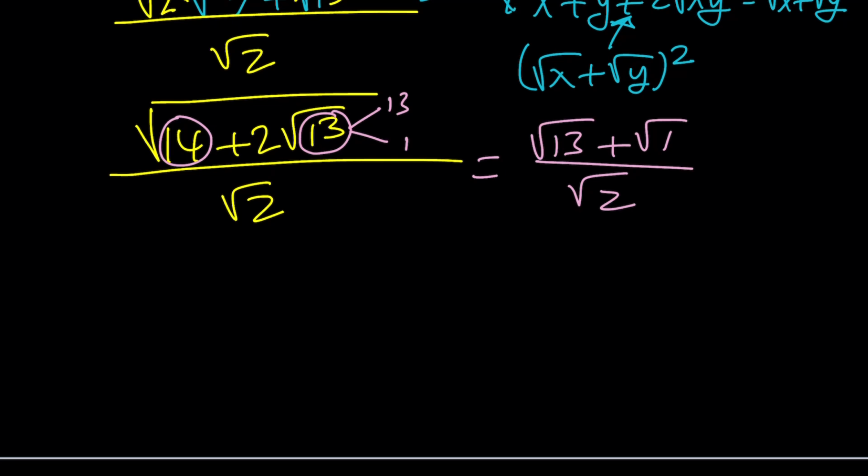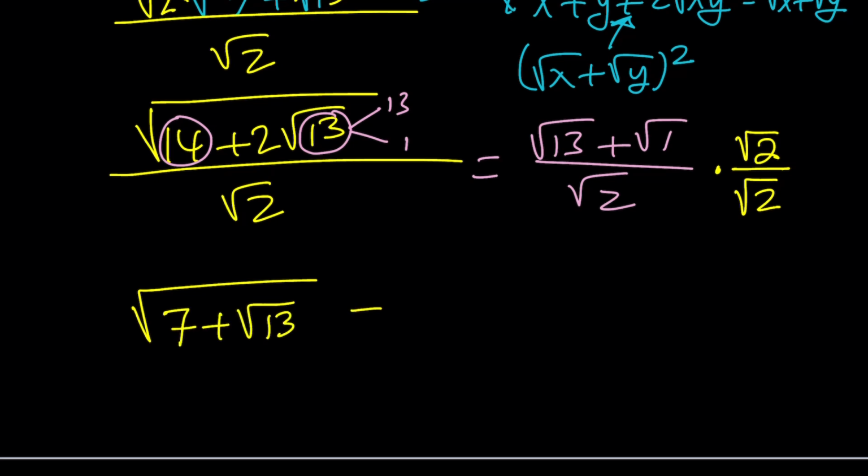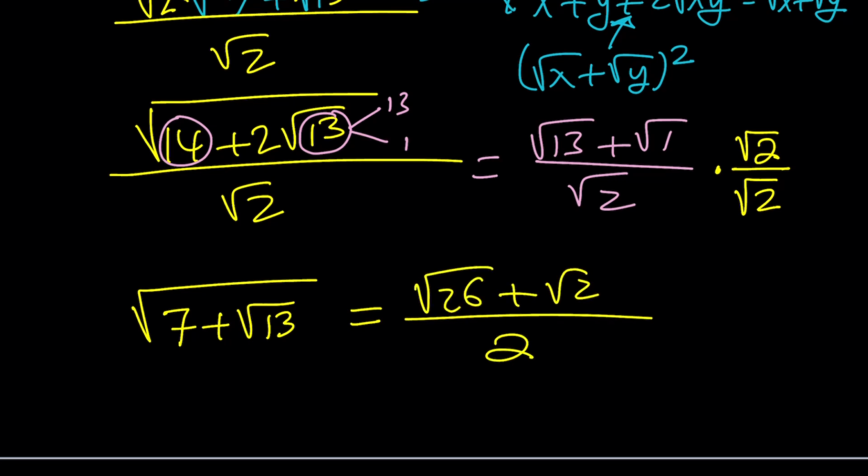But let's just do a little bit more. Rationalize the denominator again and multiply by root 2 over root 2. And finally, we get the same thing, of course, right? Square root of 7 plus root 13 can be written as square root of 26 plus square root of 2 divided by 2 in simplest form.